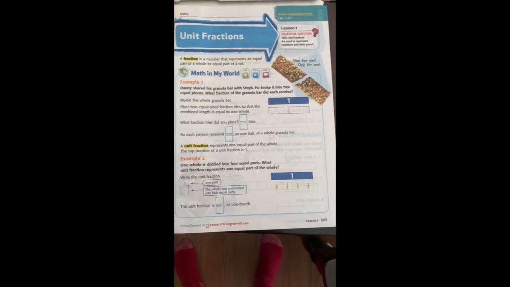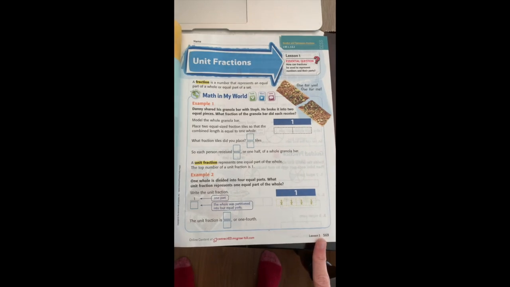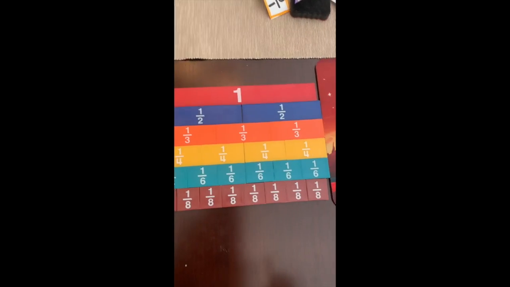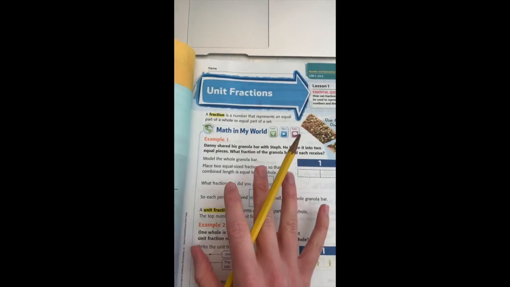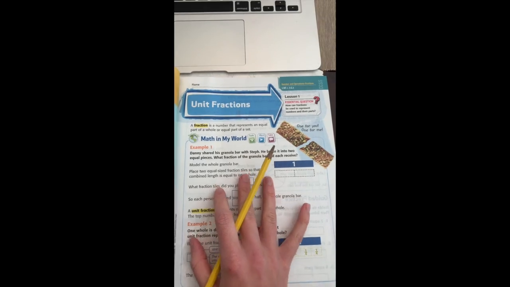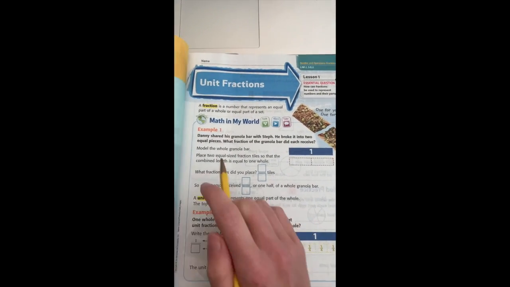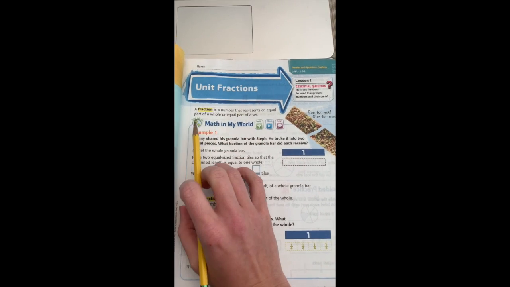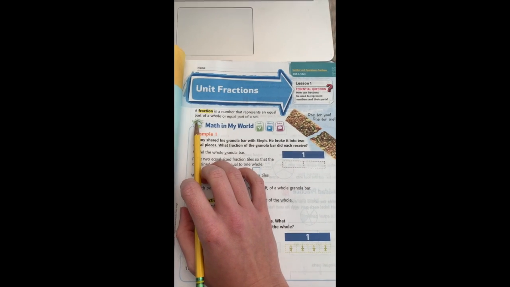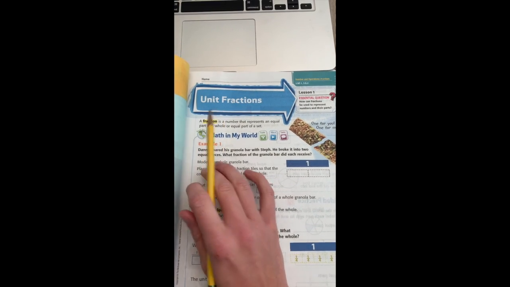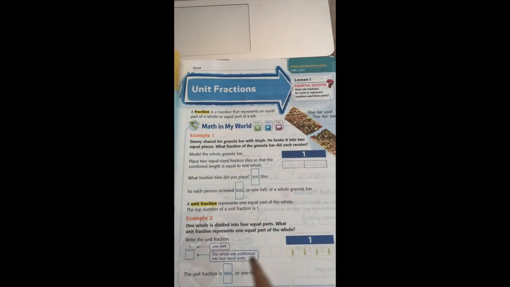All right, friends, here we are, page 569, and we're ready to get started. We have our book, pencil, my fraction tiles, Baby Yoda. Now, there's a lot on these pages, and all we need to do is read carefully and take it step by step. We're going to be fine. All right, unit fractions. A fraction is a number that represents an equal part of a whole or an equal part of a set. That's something we know. A fraction is an equal part of a whole.